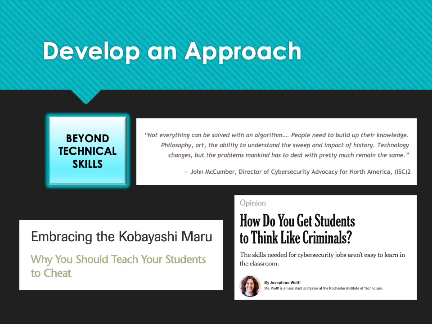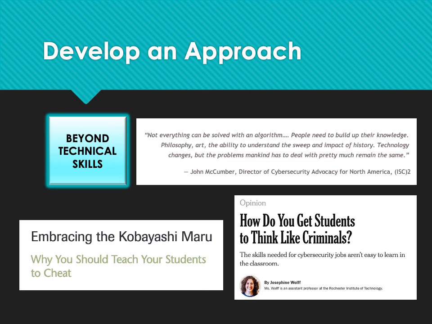As I've suggested, it's really important to present cybersecurity learning within a context broader than the strictly technical, as this quote illustrates. Not everything can be solved with an algorithm, it says. People need to build up their knowledge. Philosophy, art, the ability to understand the sweep and impact of history. Technology changes, but the problems mankind has to deal with pretty much remain the same.